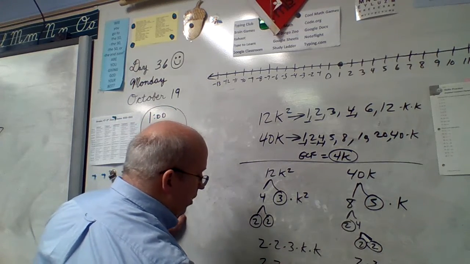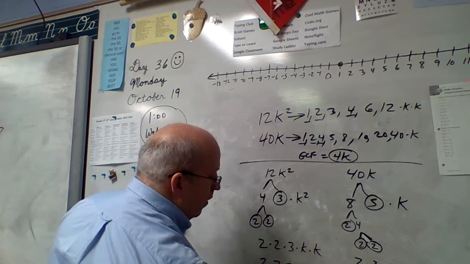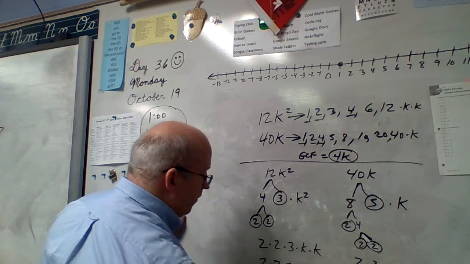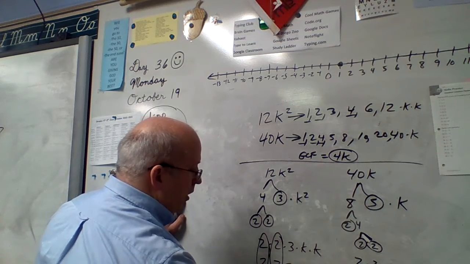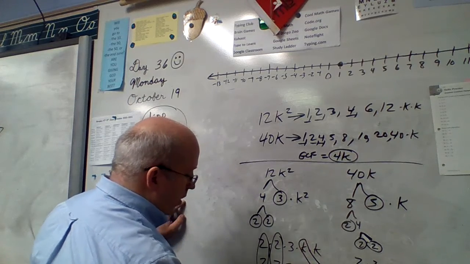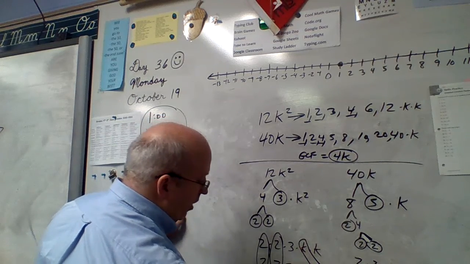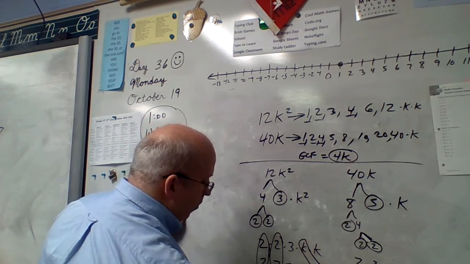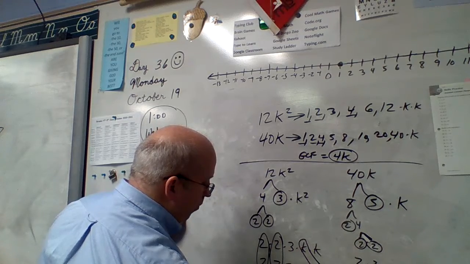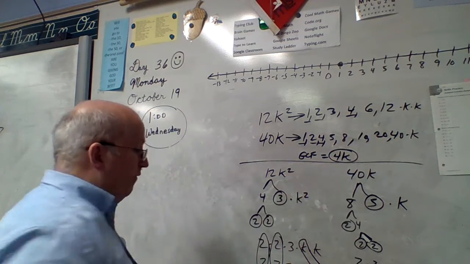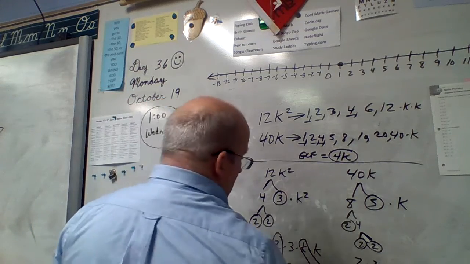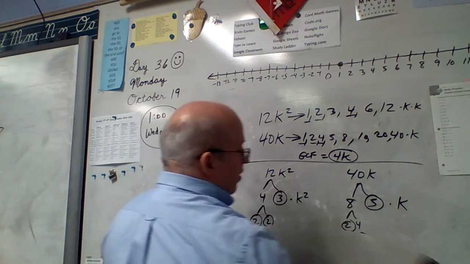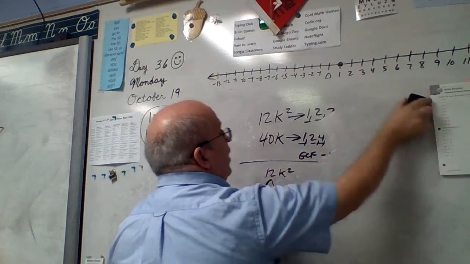Now, if I line those up, one on top of the other, what do they have in common? Bump, bump, and bump. What's 2 times k? 4k, which is the same answer I think we got up here. Yep, we got 4k up there. So that's greatest common factor.